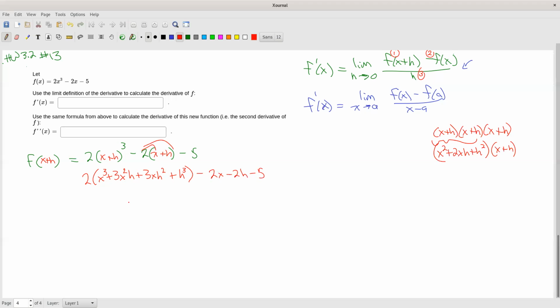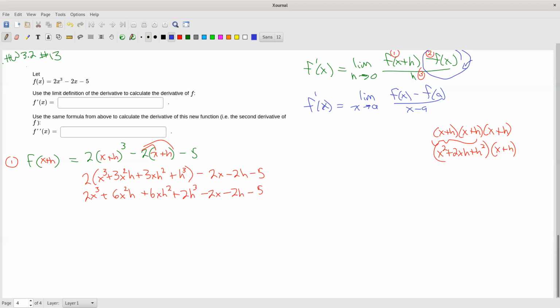And you will end up at this conclusion right there eventually. All right, so I got to distribute the 2 through there. So 2x cubed plus 6x squared h plus 6xh squared plus 2h cubed minus 2x minus 2h minus 5. And there's no like terms here, so that's the best I can do. So that's step 1.